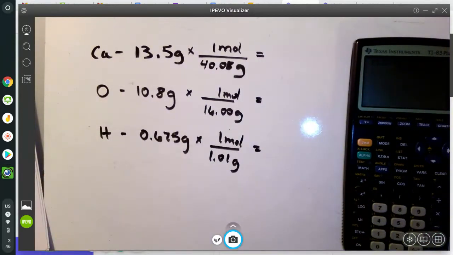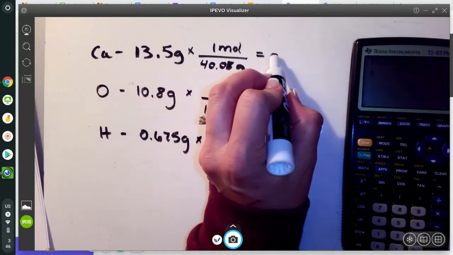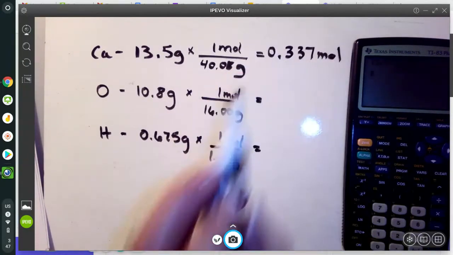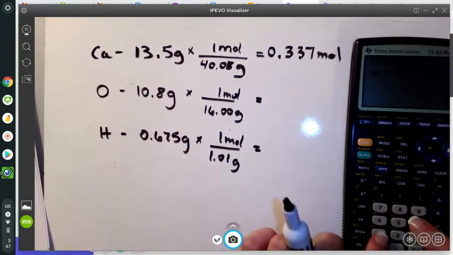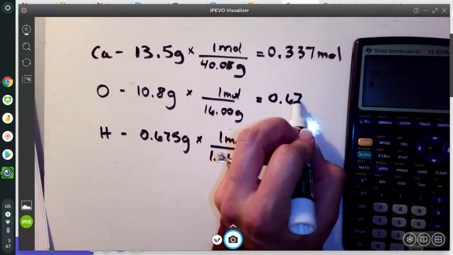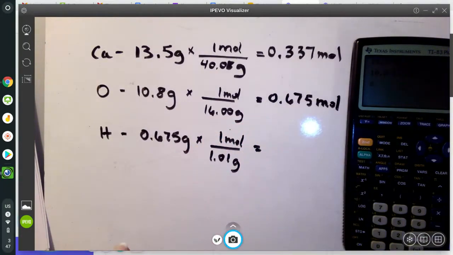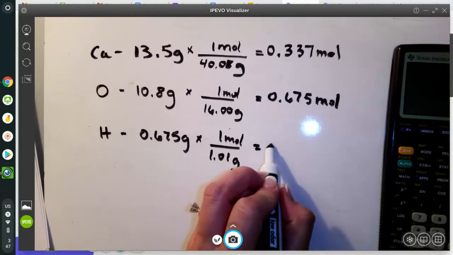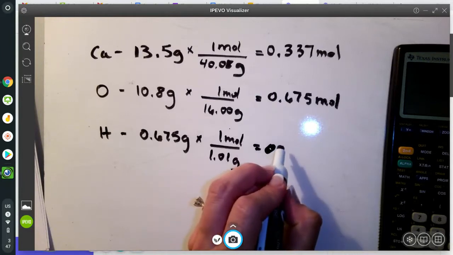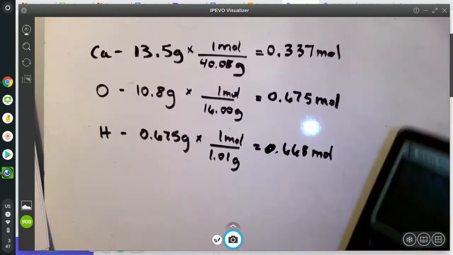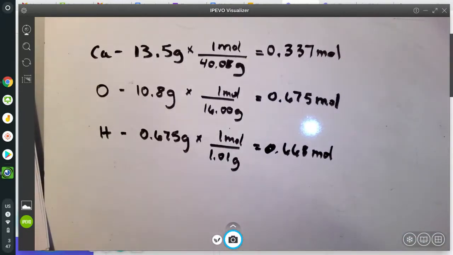I'm allowed 3 sig figs in this answer, so this would be 0.337 moles. Then 10.8 divided by 16.00, and this would be, with sig figs, 0.675 moles. And then this last number, which happens to be 0.675 anyway, divided by 1.01. Again, I'm allowed 3 sig figs, so this becomes 0.668 moles.